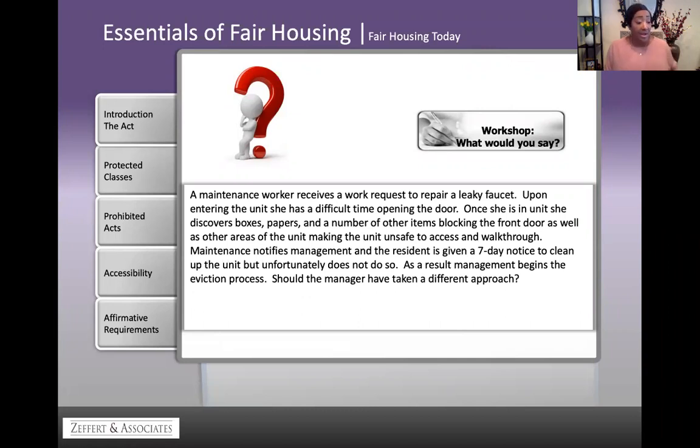Yet, I will go ahead and say, I get it. You have to keep the property decent, safe, and sanitary. So that's where the interactive dialogue is helpful. It's your documentation to show what led up to the eviction if it comes to that. All right.